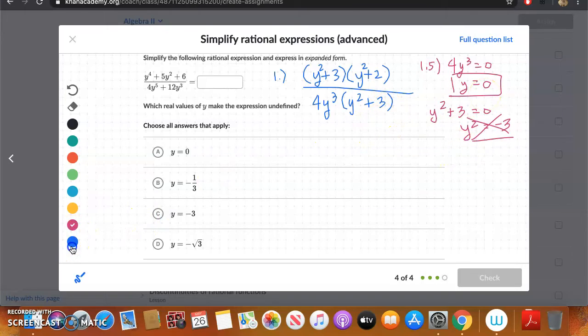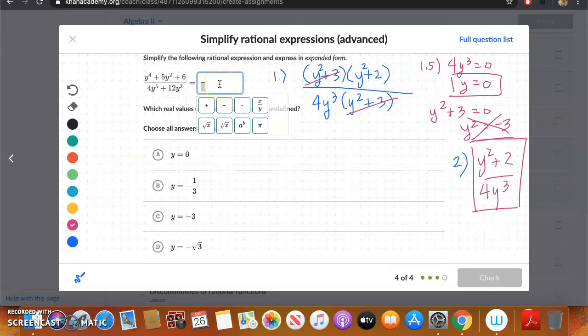And let's finish it up. Step 2. So let's start canceling. We have y squared plus 3, y squared plus 3. Here's the leftover, right? So y squared plus 2 over 4y cubed, and I believe that is our final simplified expression.